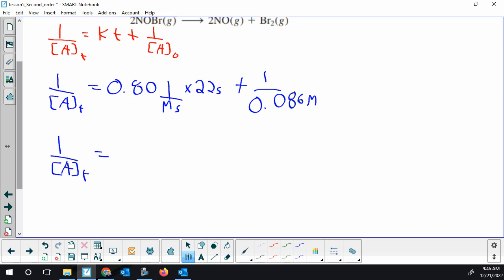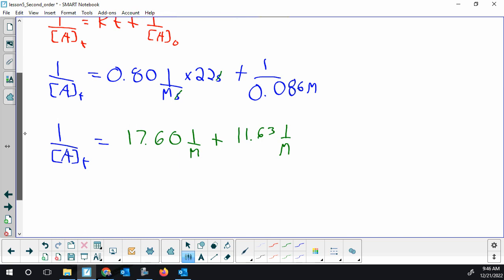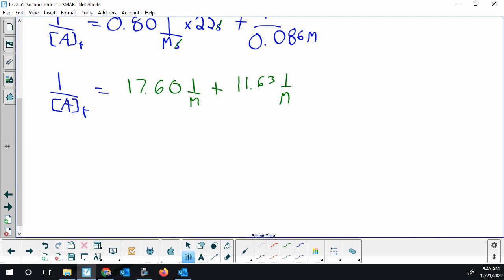Units wise, we're all set. Seconds over seconds cancel, so we're just going to get 1 over concentration in both of our terms. The first term comes out to 17.60 inverse concentration. The second term, so we just need to add these up and then do one more step.